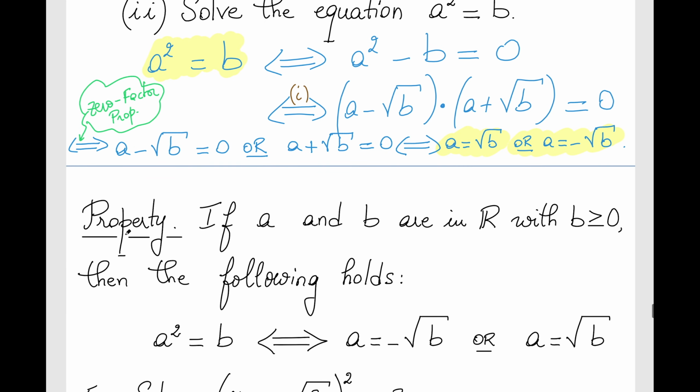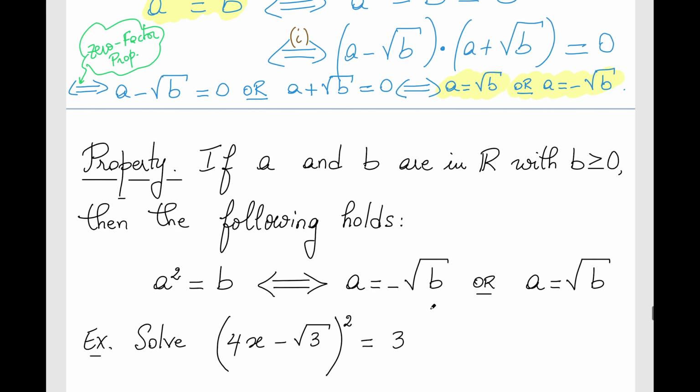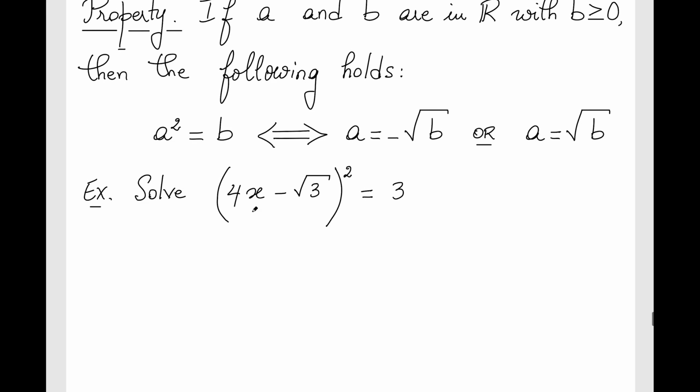I'm recording it here, right? This property that you see here is just the result that we just found. If you have two numbers a and b where b is non-negative, then the following are equivalent. A squared equals b, this highlighted one, is equivalent to a is plus or minus square root of b, right? The same thing. All right, let's take an example.